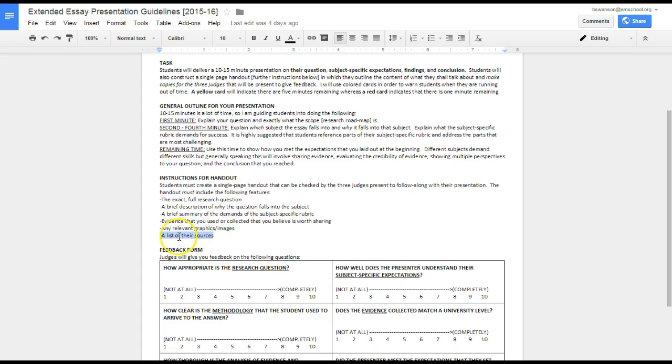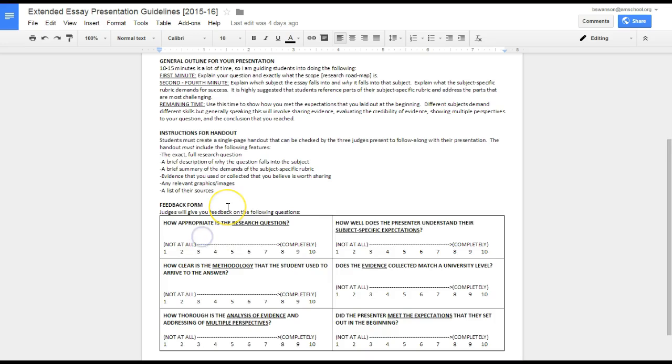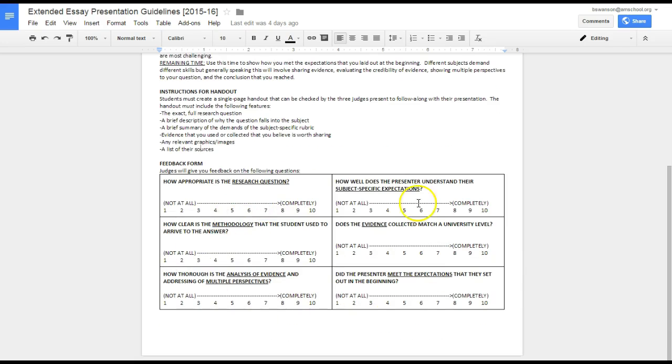This one's actually really important, because a list of the sources helps the judges realize if the sources are credible or not. And down below here, you see what the judge feedback form is going to look like. Each of the judges is going to have these boxes on an 8x11 page, with a lot more space, and they're going to write comments and give constructive feedback for students to make their essay even stronger.